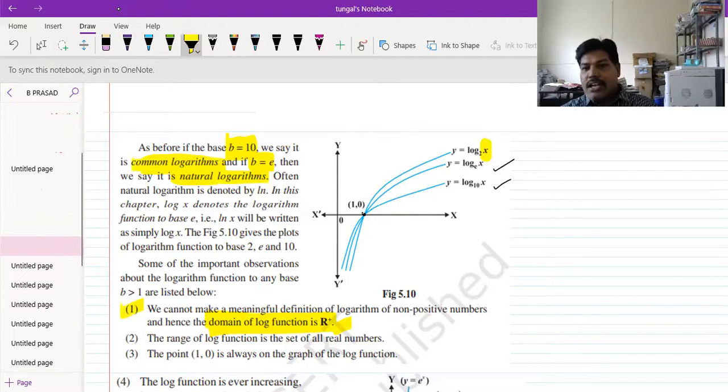So that's why this graph is on the right side of the y-axis. You understand that. And also here, what is the range? The range of the logarithmic function is the set of all real numbers. If you give the x values, you will get outcomes that are all the set of all real numbers. And also you can see that the point 1, 0 is always on the graph of the logarithmic function. If you take any logarithmic function, then it passes through 1, 0 only.